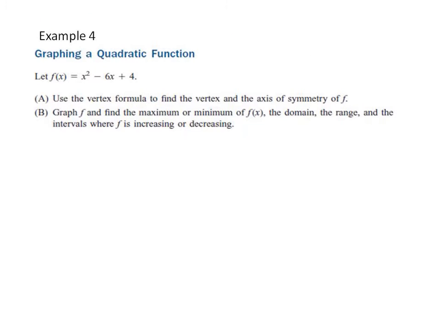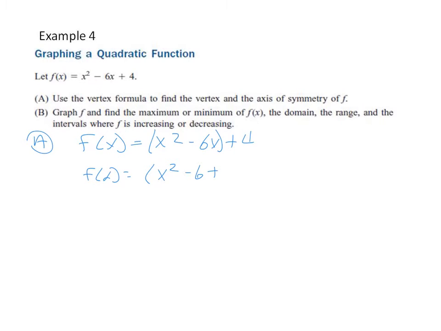Okay, here we go. Use the vertex form. So let's do the vertex form first. Let's do A. We've got f of x equals x squared minus 6x plus 4. So this is where we're going to switch it. I'm just going to take my f of x, leave it there. So f of x equals, now I've got x squared minus 6 plus something plus 4.